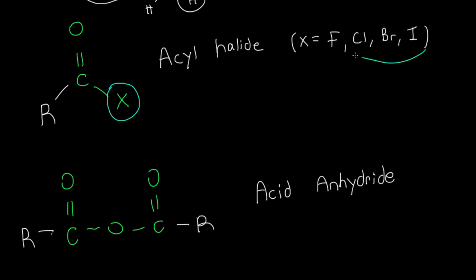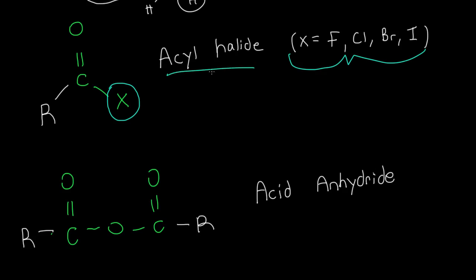I have a little chart up there. If X is a halide, it actually becomes an acyl halide. I don't know how to pronounce this. Acyl. You get the point. I never use these. I've never looked at these in my Organic Chemistry 1 course, so I haven't even practiced pronouncing them. I'm just putting them out here so you can see. If you have the X right there, or your halide, it becomes an acyl halide.